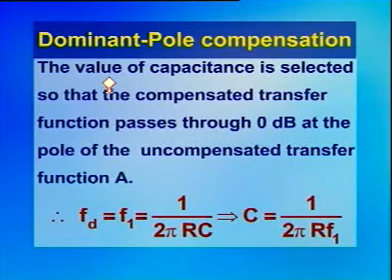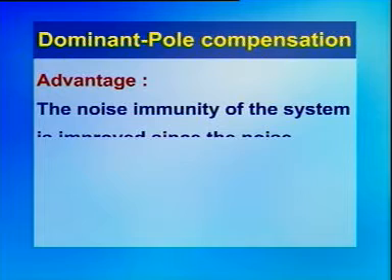The value of capacitance is selected so that the compensated transfer function passes through 0 dB at the pole of the uncompensated transfer function A. Therefore, Fd equal to F1 equal to 1 by 2 pi Rc, and the capacitor is designed such that C equal to 1 by 2 pi R F1.